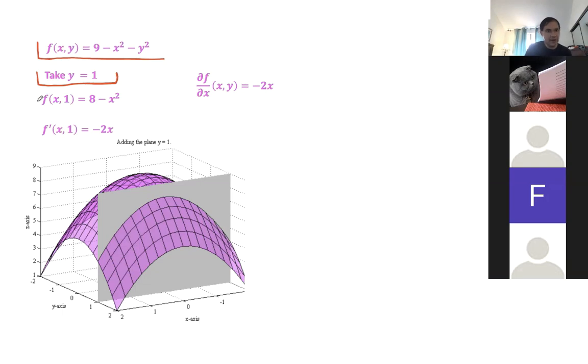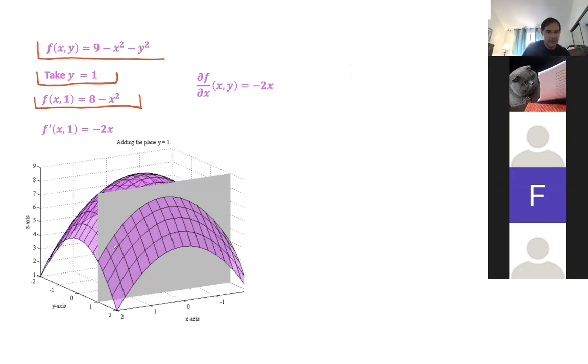Then I have this function f of x, 1. Let's see what this function is equal to. This is going to be 9 minus x squared and then minus 1. So this is going to be 9 minus 1, which is 8, minus x squared. Okay, so now I have a function of one variable. The function is simply 8 minus x squared. And notice that this is a function of one variable.